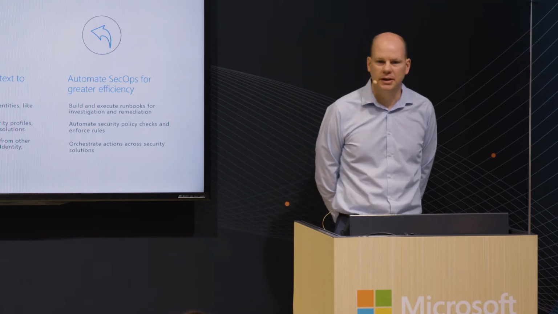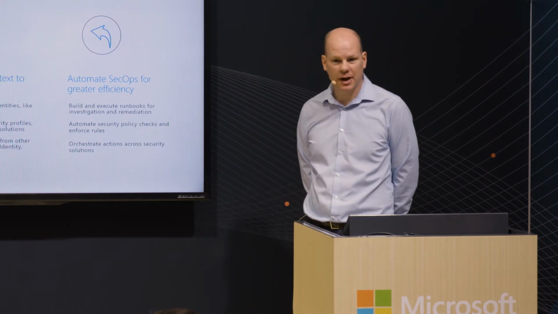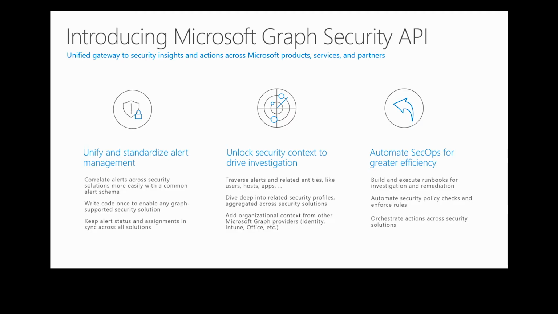Even at Microsoft, we have about 9 different security products. Each of those products has their own set of APIs. In some cases, they don't have APIs. This API that we're releasing this week is going to be the one API to rule them all, so to speak. Behind this API is going to sit all of the security products that we deliver as a company. And we're also announcing that we're integrating third-party security products into this API as well.